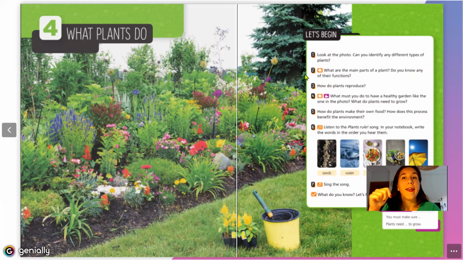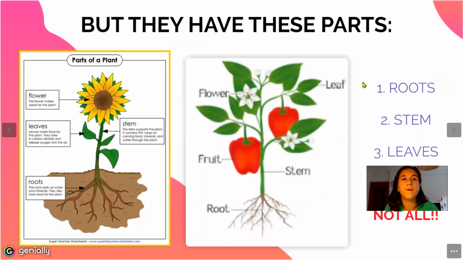Exercise number two says, what are the main parts of a plant? Do you know any of their functions? So what are the main parts of a plant? We know them already too. The roots, the stem, and the leaves. You can look up their functions in the picture of the sunflower. There was a picture of a sunflower, wait a moment, here. And here you have the functions, funciones, the functions. But in your book, you also have the functions of the parts of the plant, okay? Wait a moment, we go there again.